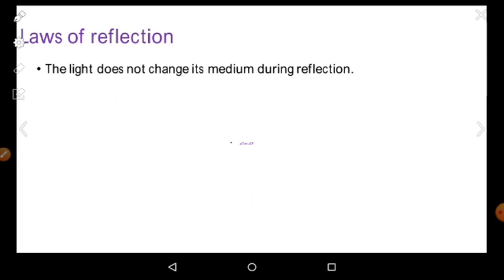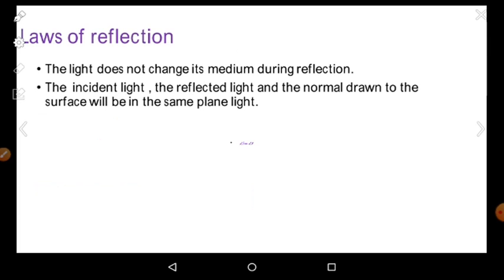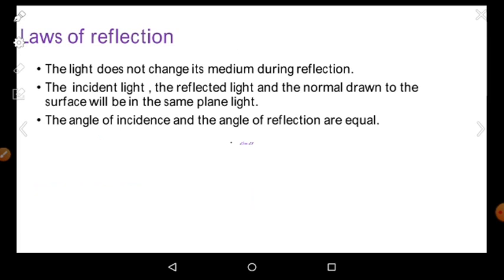Number one, the light does not change its medium during the reflection. It means the incident light and the reflected light are both in the same medium along with the normal. And the second point is the incident light, the reflected light and the normal, all three are in the same plane, and the incident light and the reflected light are on either side of the normal. And the third point is the angle of incidence and the angle of reflection are equal to each other.